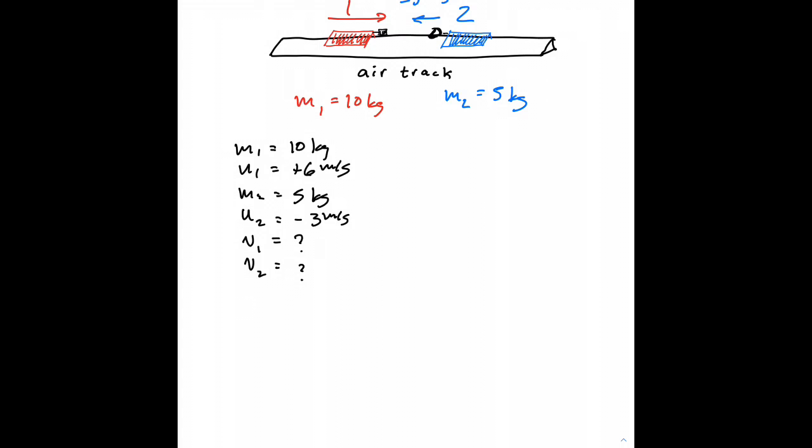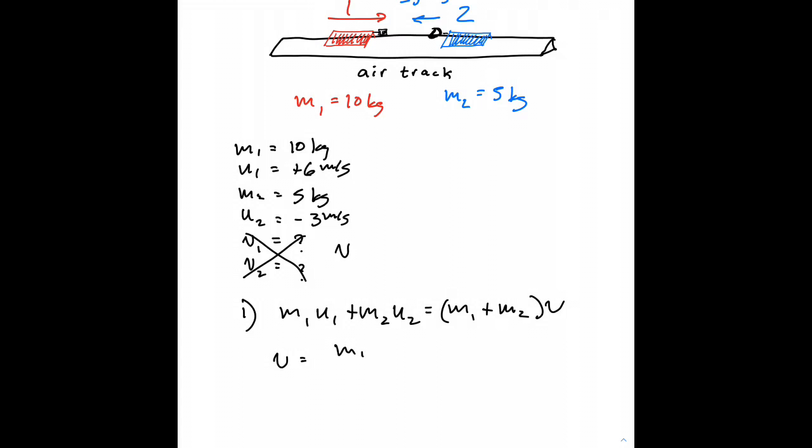So let's try case number 1 and assume that the two of them stick together. If that's the case, there's no use saying the final velocities are V1 and V2. There's just one common final velocity, V, and the equation we want to use says M1U1 plus M2U2 is equal to the combined mass added together multiplied by the final velocity. We can rearrange that algebraically and state that the final velocity is M1U1 plus M2U2 divided by the sum of M1 plus M2.